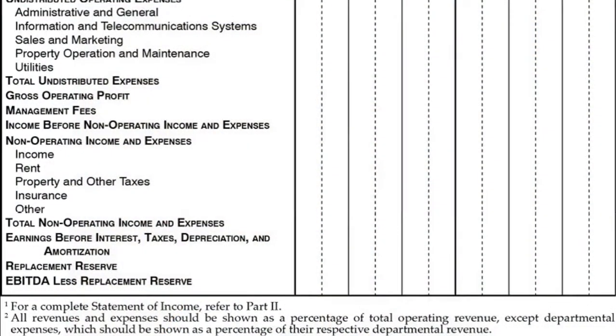So the gross operating profit will be this gross operating profit which is before the management fee itself, and then you will get operating income for the hotel, and also then you will get the other non-operating expenses such as your bank interest, rental of the property, property tax, insurance, and other expenses which will be considered as non-operating.